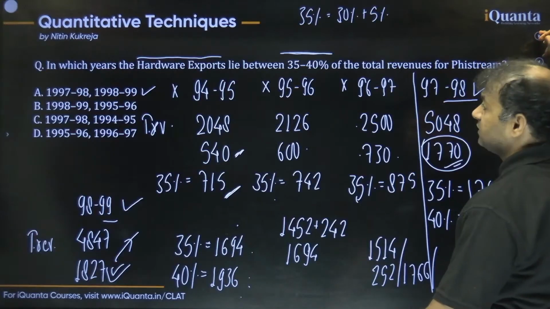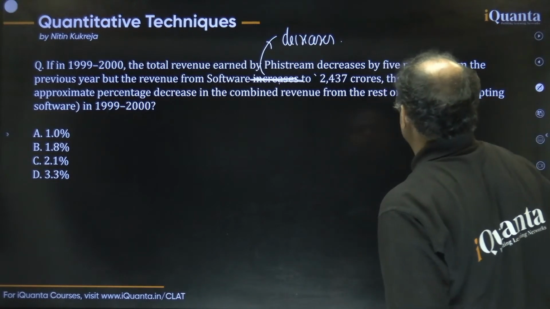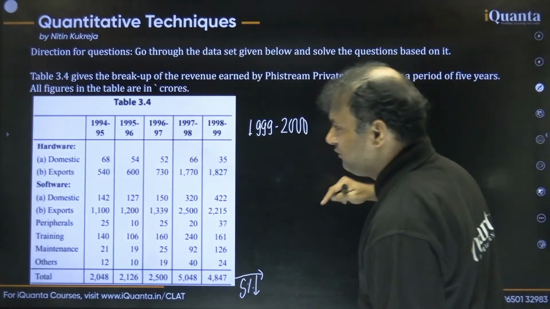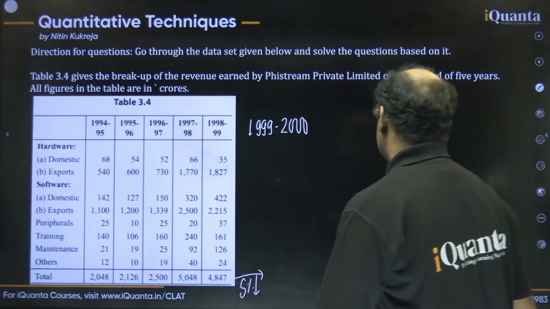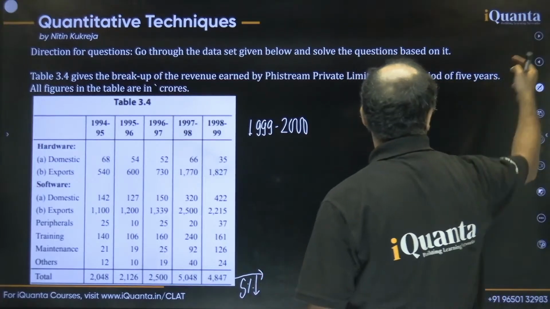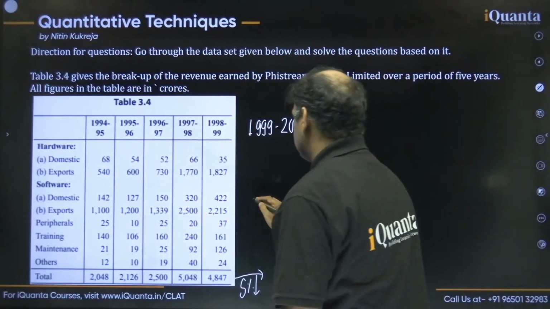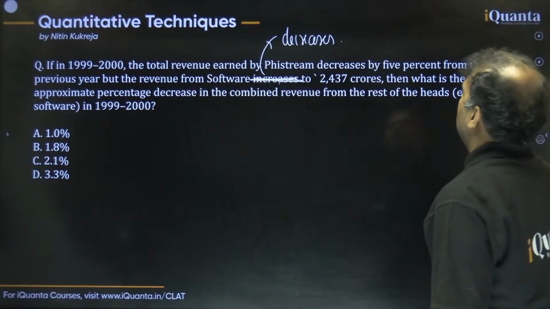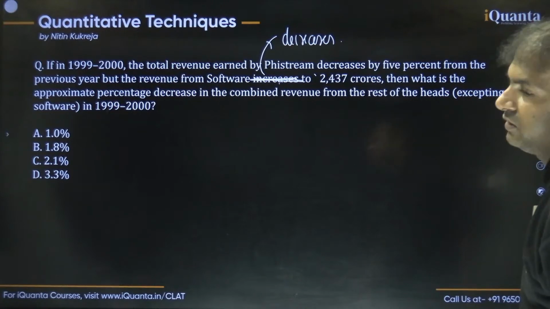And what next? They are saying that the revenue from the software decreases to 2437, right? Revenue from the software. By the way, what is the revenue from software? So revenue from software, you can say, is this one, right? So here in 98-99, the revenue from software is how much? You see that 26 something, right? And next year it is being how much? The next year it became 2437. So definitely it is decreasing. It's not increasing, it is decreasing. Number one thing, right? Okay, now the question is that what is the percentage decrease in the combined revenue from the rest of the heads excepting the software, right?